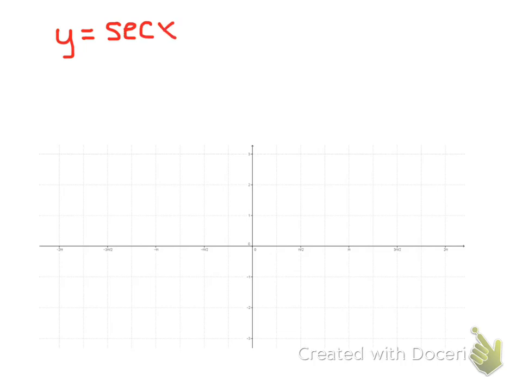In this video, we're going to use our knowledge of sine of x and cosine of x to find the graphs of secant of x, cosecant of x, tangent of x, and cotangent of x. Let's start with the secant. Well, we know that the secant is 1 over the cosine. So let's start by graphing the cosine.